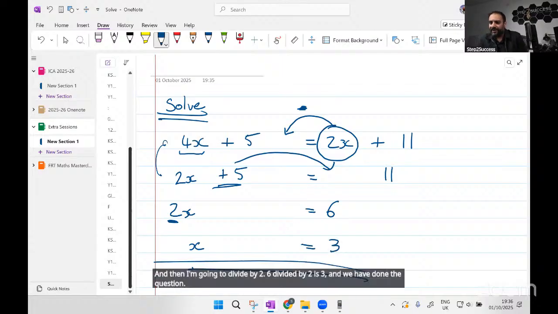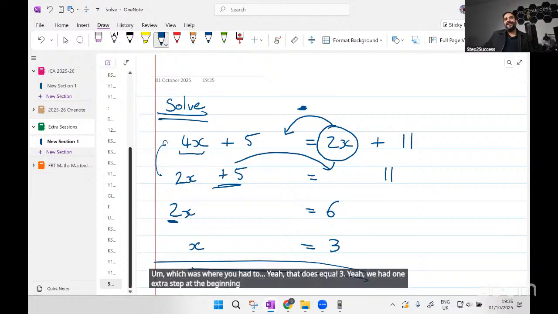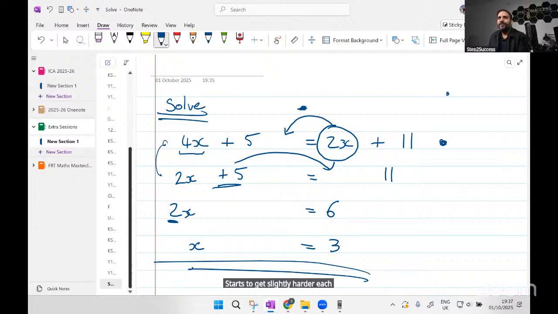It just required one extra step at the beginning. Yeah, x does equal 3. We had one extra step at the beginning where you had to bring the x's together first. Okay, so that's just what happens with algebra: your first line starts to get slightly harder each time. But then what you do is you keep making it easier and easier to finish off. That's really what happens as you go down.